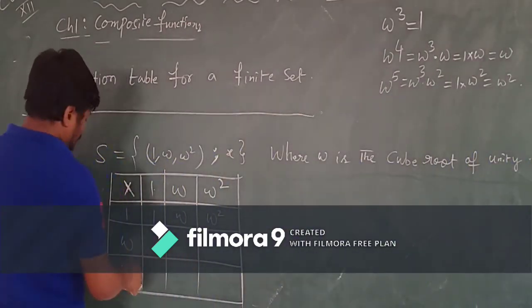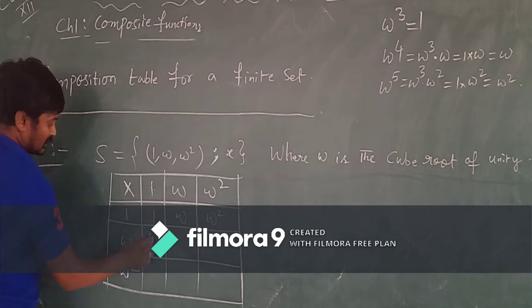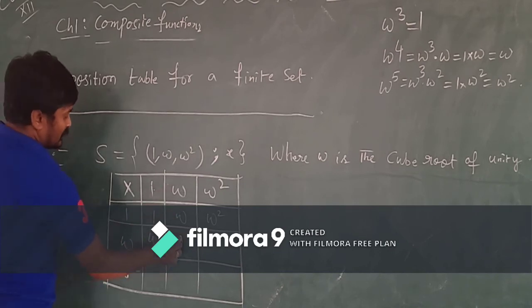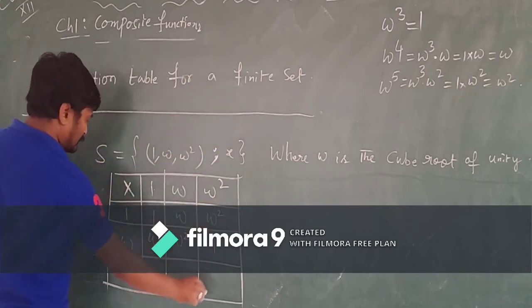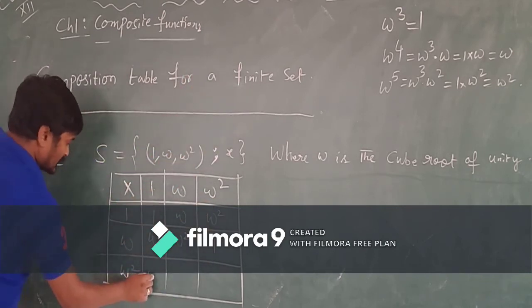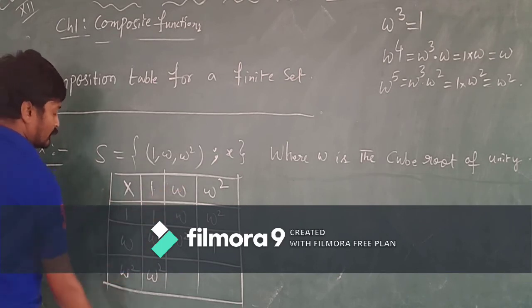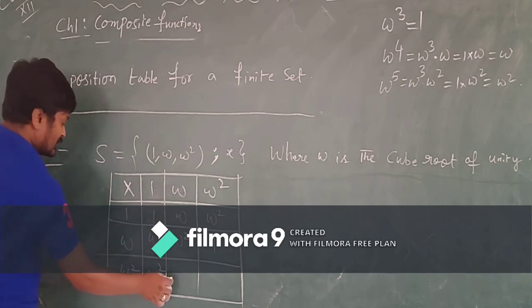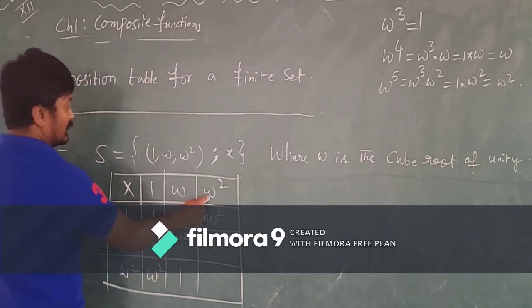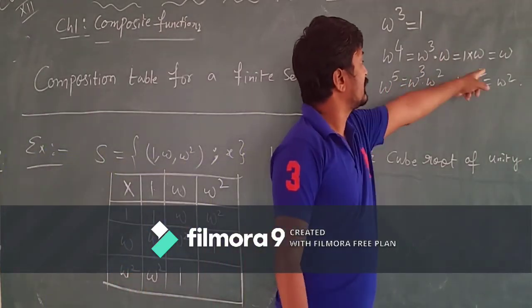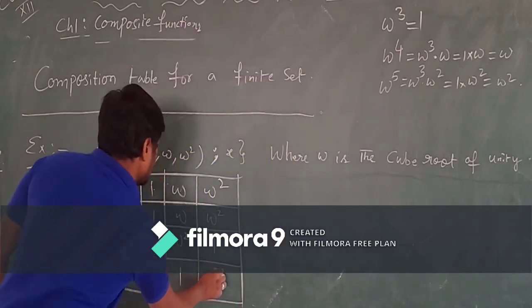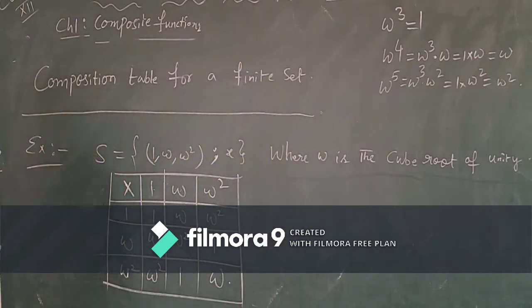Now let's move on to the table: 1 into omega, and omega into omega square. Omega into omega square is nothing but omega cube, that means 1. Omega square into 1 is omega square, and omega square into omega cube is nothing but 1. Omega square into omega square, as you observed, we found as omega, so write it as omega. So that is your composition table for this example.